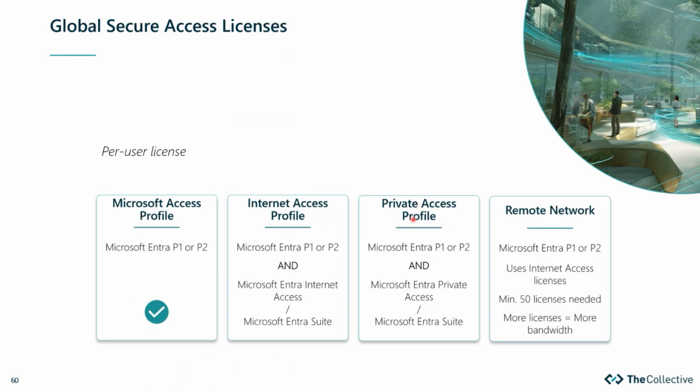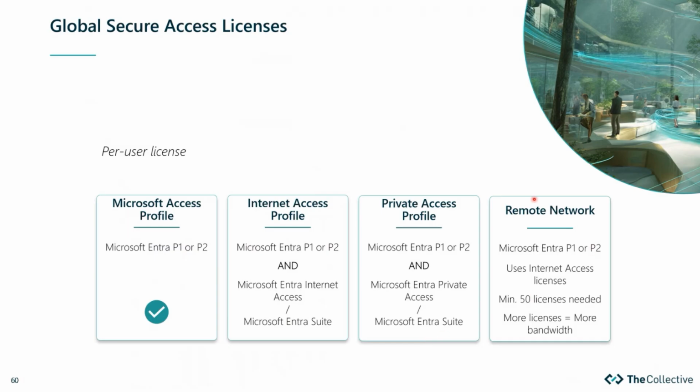The private profile is the exact same, so you need an Entra P1 or P2 as a requirement, and then you need the Microsoft Entra Private Access license. So you have the flexibility if you want to say, I only want to use private access, then you can just buy private access licenses, or if you only want to do internet access, that's also the case. If you want to do both, you can buy a private access license and an internet access license, or you can just buy the Microsoft Entra Suite, which gives you access to both of them and a couple of other features as well.